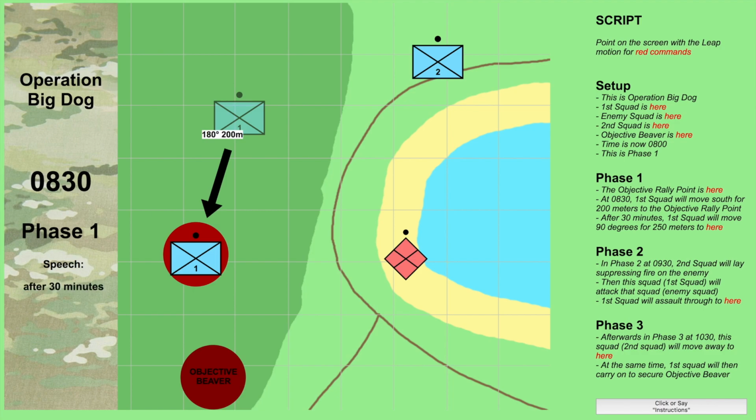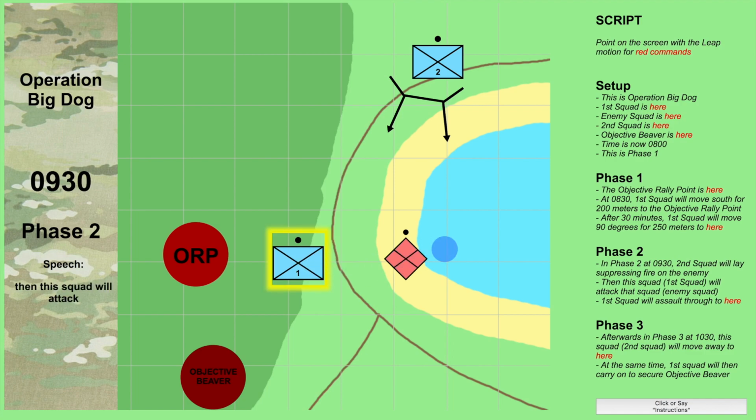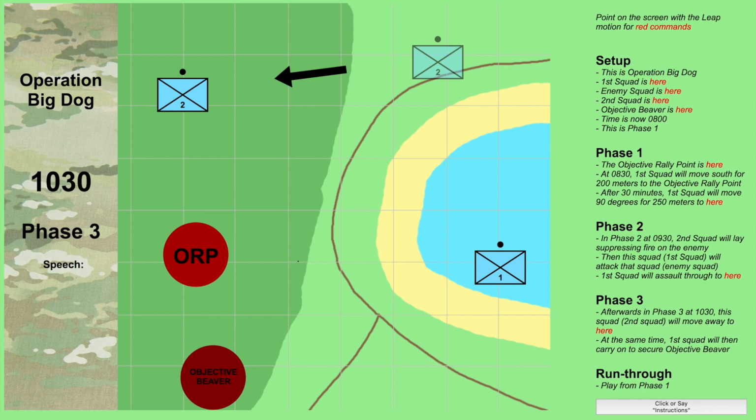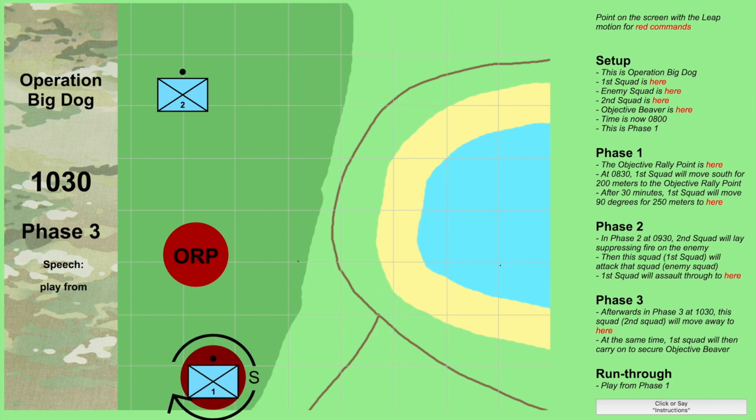After 30 minutes, first squad will move 90 degrees for 250 meters to here. In phase 2 at 0930, second squad will lay suppressing fire on the enemy. Then this squad will attack that squad. First squad will assault through to here. At the same time, first squad will then carry on to secure objective Beaver. Play from phase 1.